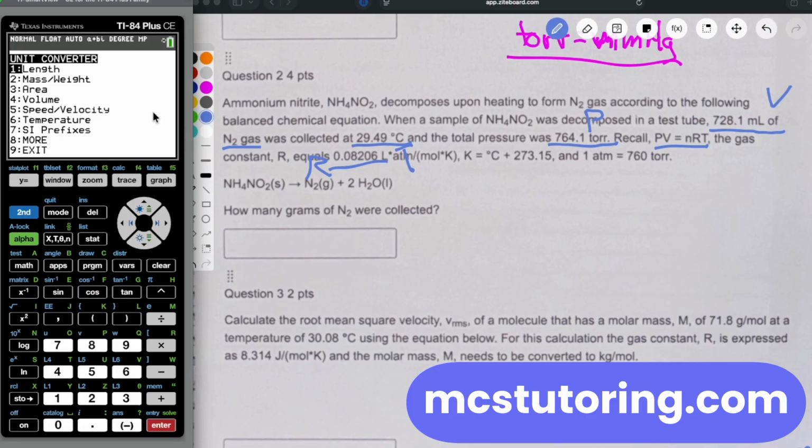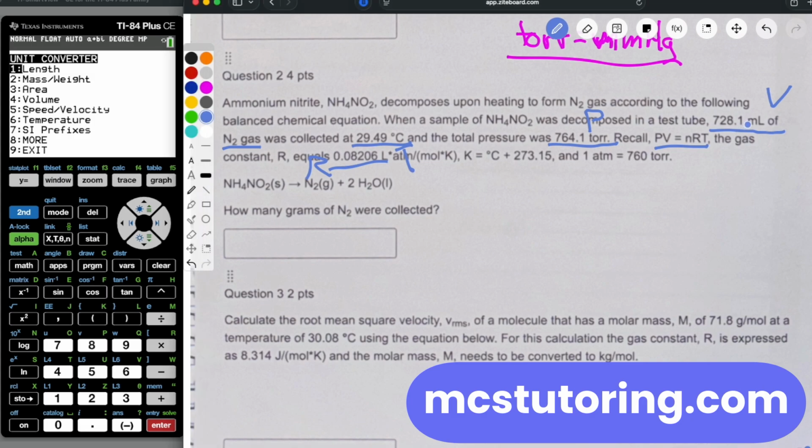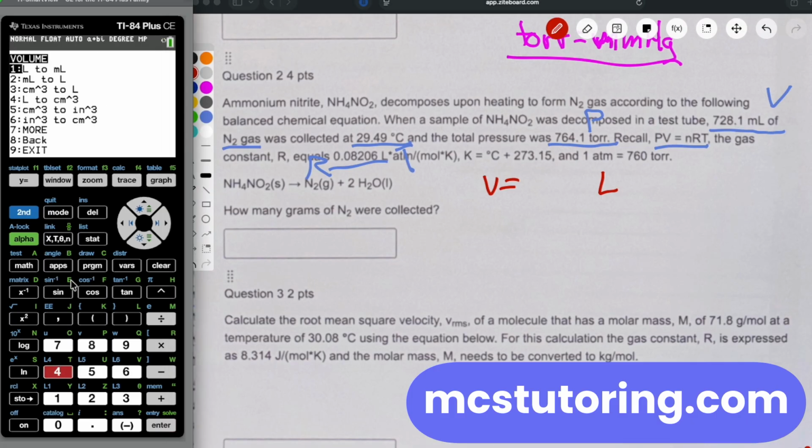But first thing, we've got this volume, this nasty volume thing. We need the volume. By the way, it's going to ask us the volume in liters. So I'll put the red is going to be what we need. So the volume in liters. Okay. So first we're going to convert this volume. It's milliliters to liters. That's the conversion we need.